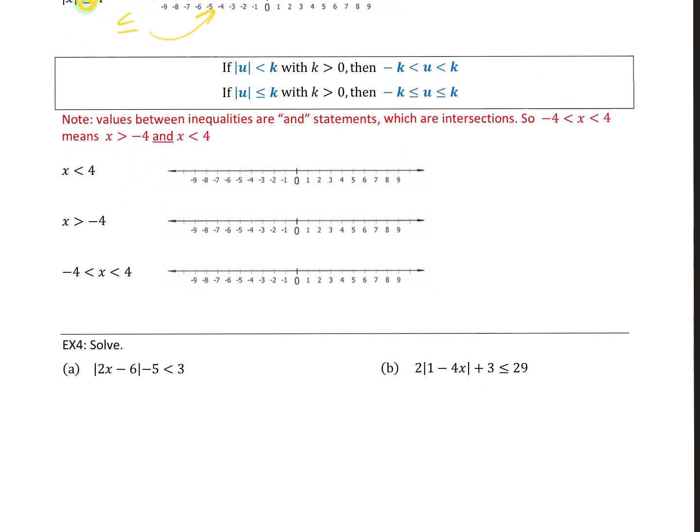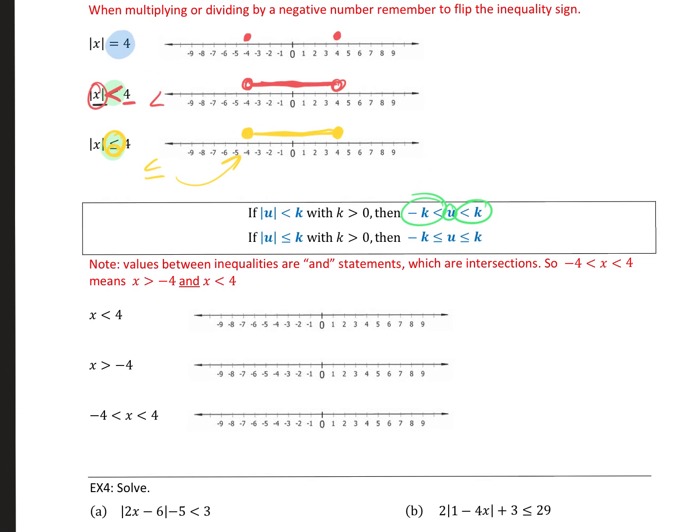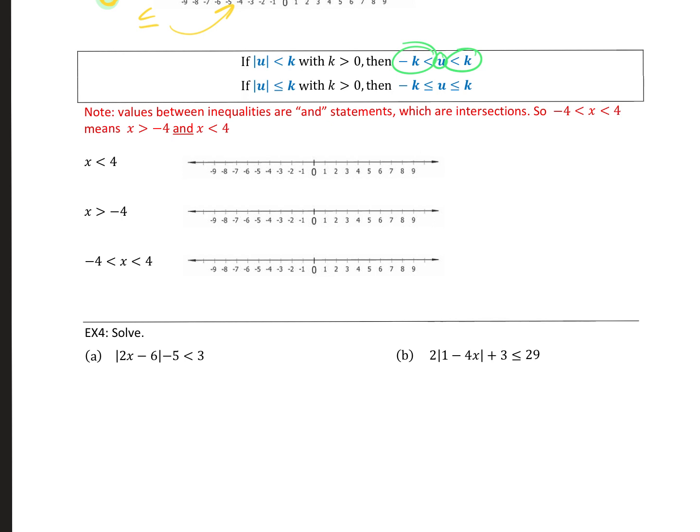Okay, so let's take a look. If |u| is less than k, with k greater than 0, again, remember we're always talking about our absolute values greater than 0, then we're going to rewrite it as u on the inside is less than the positive and greater than the negative, which makes sense for our graph up here, right? It should be less than the positive on the inside and greater than the negative. Same thing when we have it equal to k. The only difference is that we're going to use equal to k in our answer.